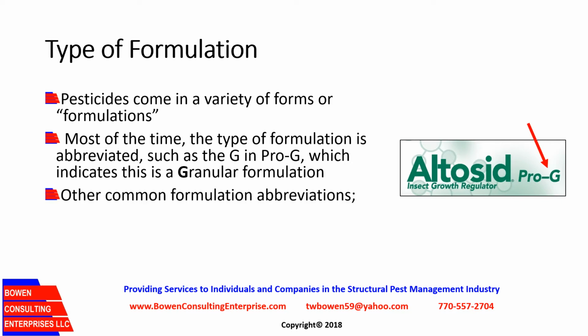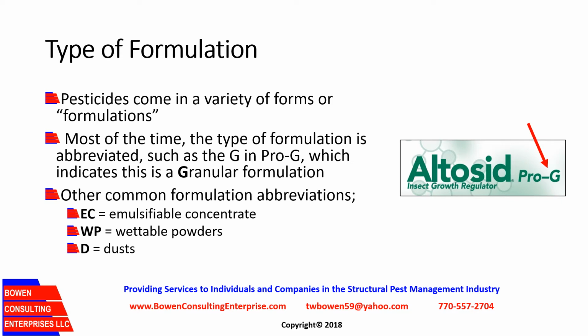Some of the other formulation abbreviations that are commonly seen on pesticides used in structural pest control are EC, which indicates an emulsifiable concentrate formulation, WP indicates a wettable powder formulation, and the letter D indicates a dust formulation.